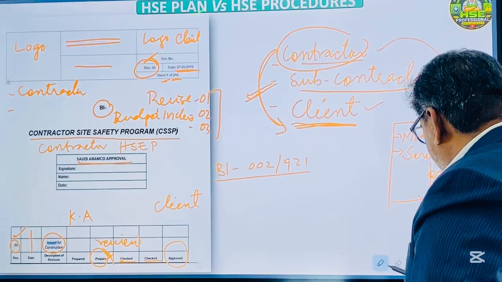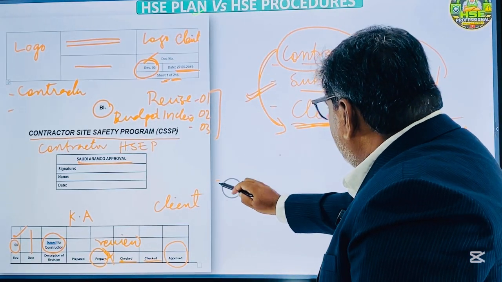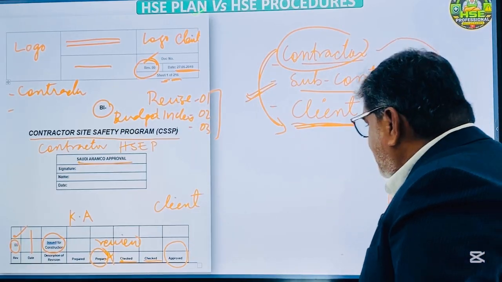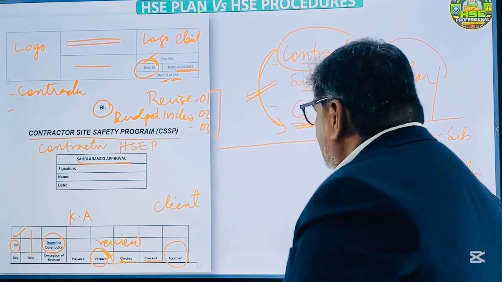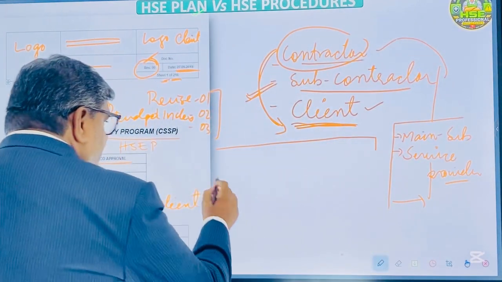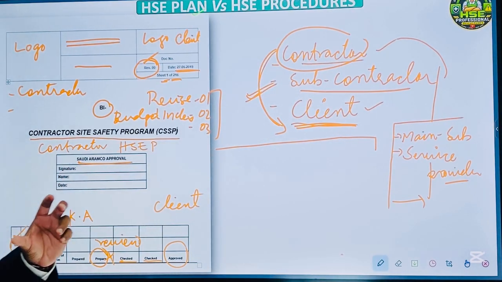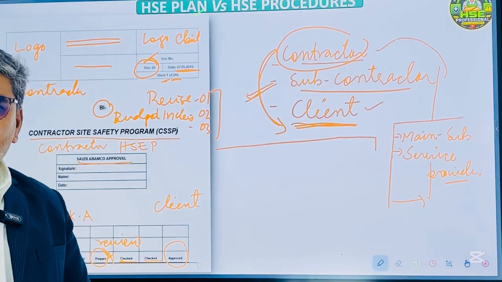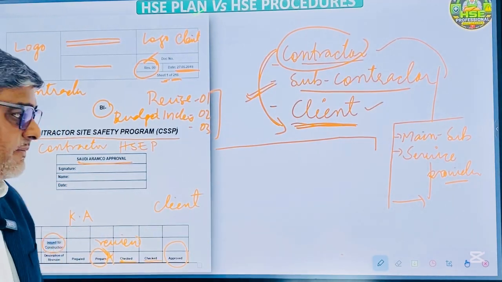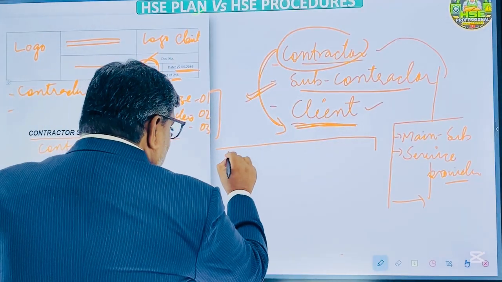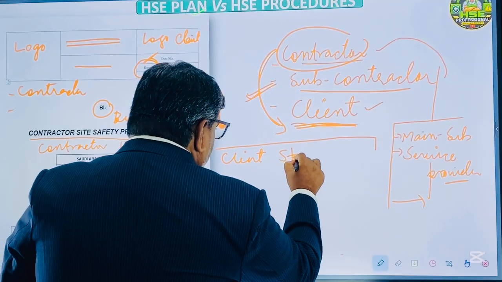Let's discuss that. First of all, during the preparation of this procedure, we need to consider so many things. First of all, how we are going to prepare this procedure, on what basis, what is the benchmark document, what standard documents we require to develop this procedure, which one? First of all, we can go to the client standard document.